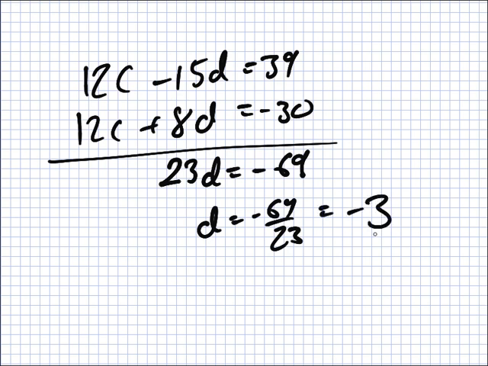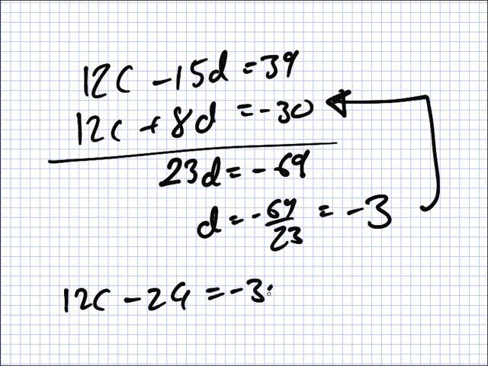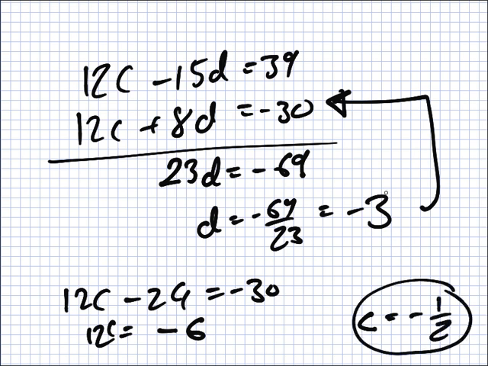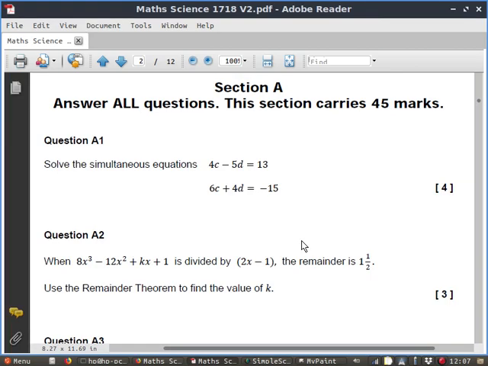Minus 3. Okay. And I'll put that in here to get the c. So that's 12c minus 24 equals minus 30. So 12c equals minus 6. So c is minus a half. Yep. So you got the same thing? Yes. Okay, so that's straightforward, isn't it? Let's see what the next one is.